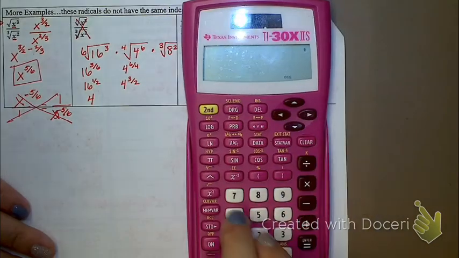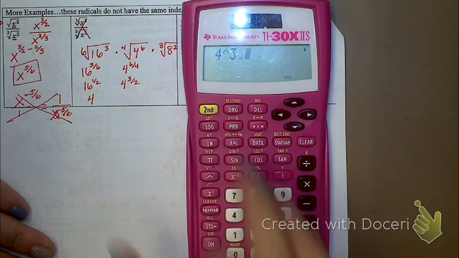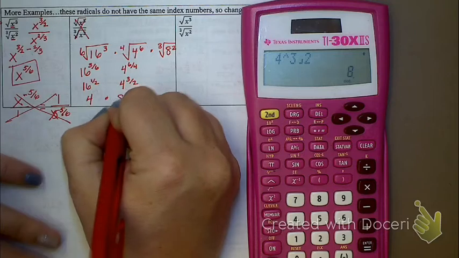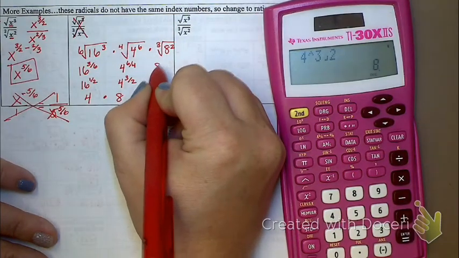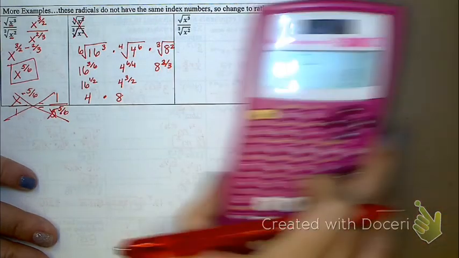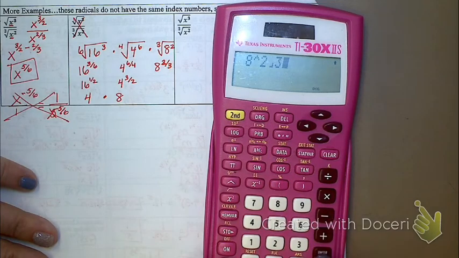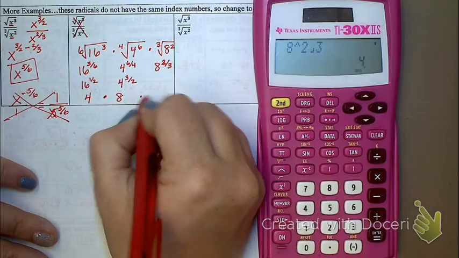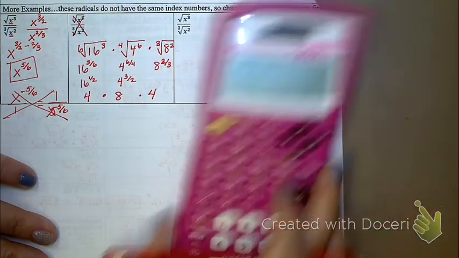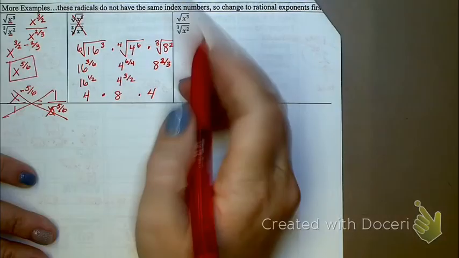And 4 to the 3/2, I think 3/2 is a nice number. It's 8. And then finally over here, this would be 8 to the 2/3. Well, I can do that one in my calculator too. 8 to the 2/3 is 4. Those simplify to 4 times 8 times 4. 4 times 8 times 4 is 128 as my answer.